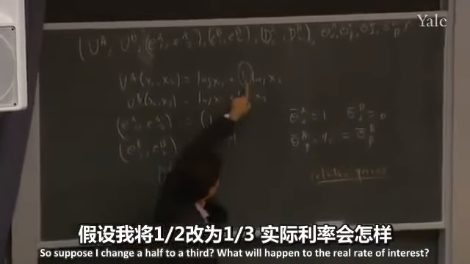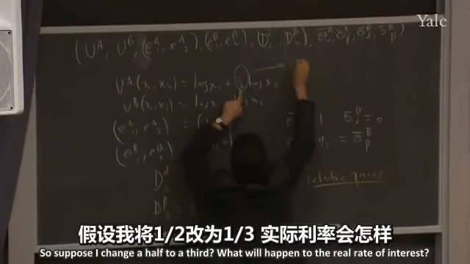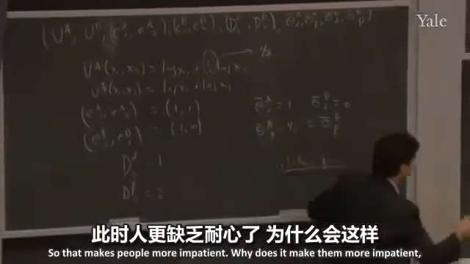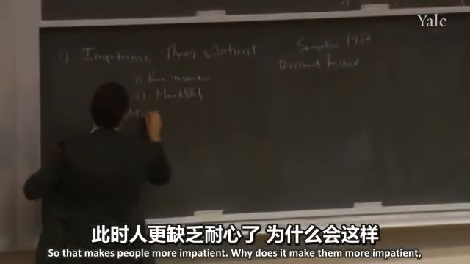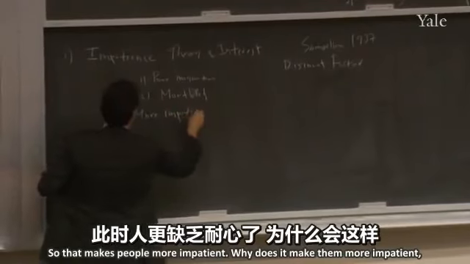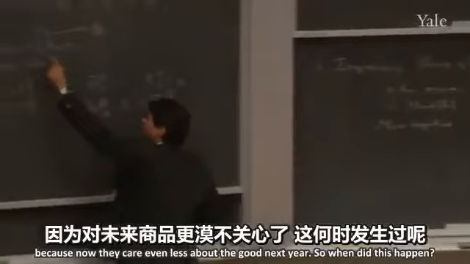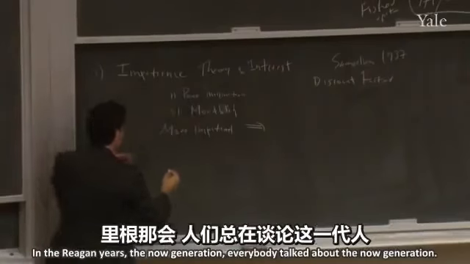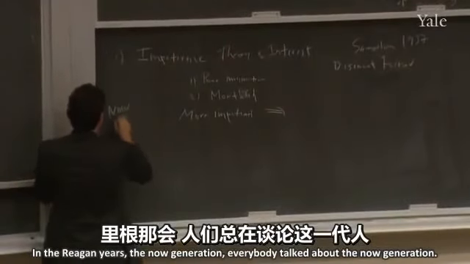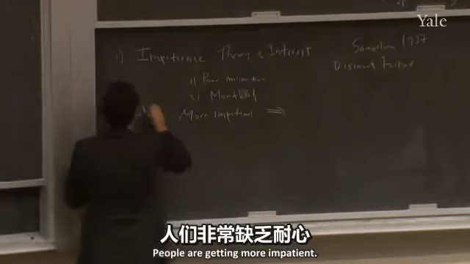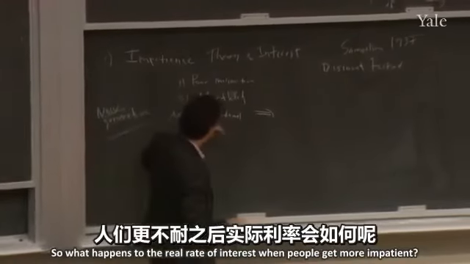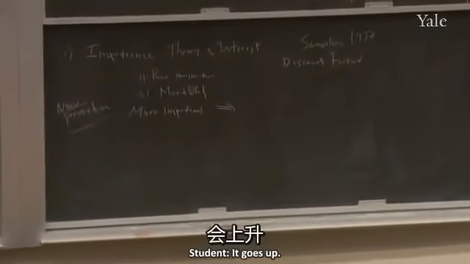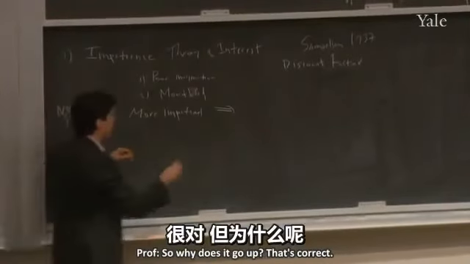So suppose I change a half to a third. What will happen to the real rate of interest? That makes people more impatient. Why does it make them more impatient? Because now they care even less about the good next year. More impatient implies, all right, so when did this happen? In the Reagan years, the now generation, everybody talked about the now generation. People are getting more impatient. So what happens to the real rate of interest when people get more impatient? Does it go up or down? Yep. Okay, so why does it go up? That's correct.